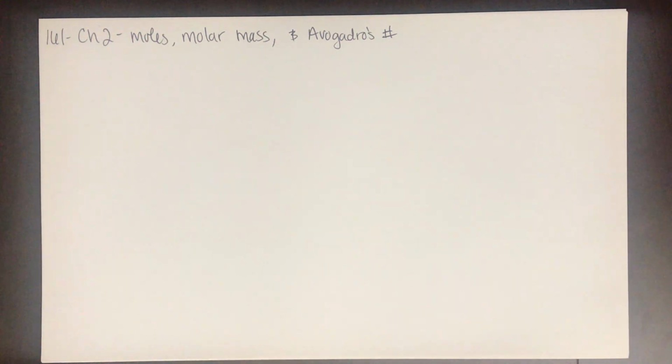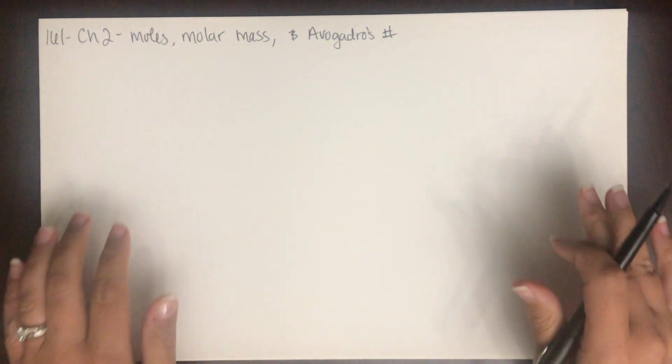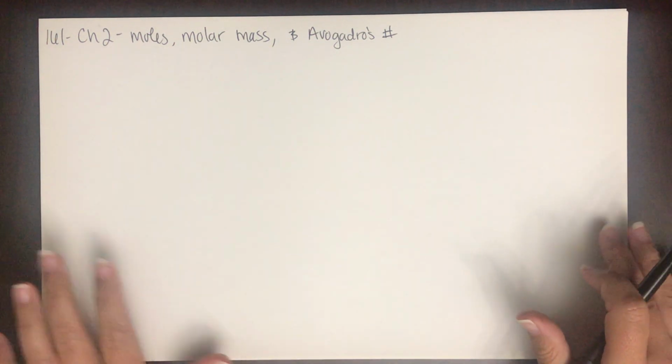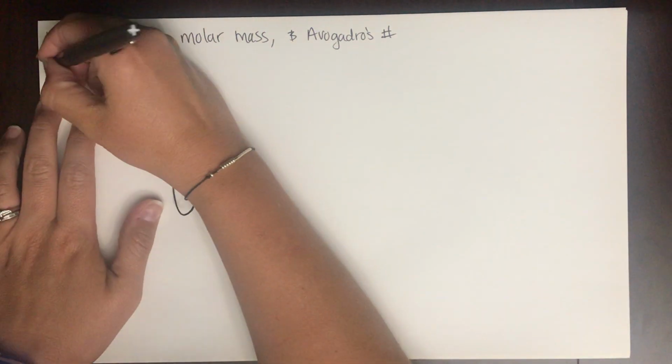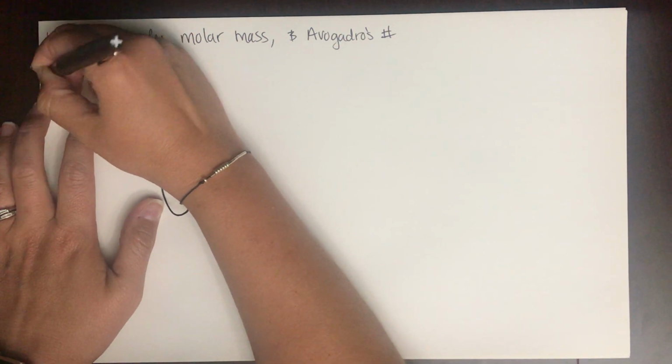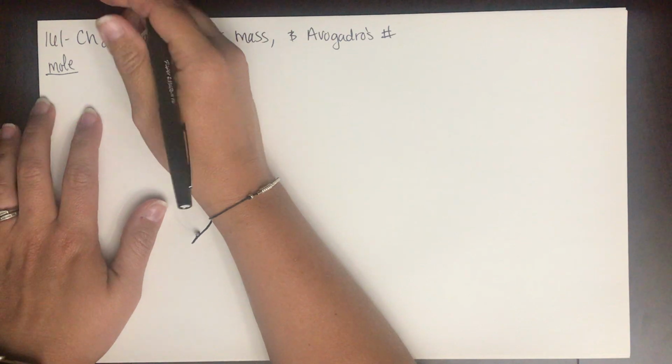Okay, let's talk about moles, molar mass, and something called Avogadro's number. So back when we talked about the 6 SI base units, there was a category for a quantity or an amount, and the SI unit for that was a mole. So what a mole is, it's a unit for a specific number.